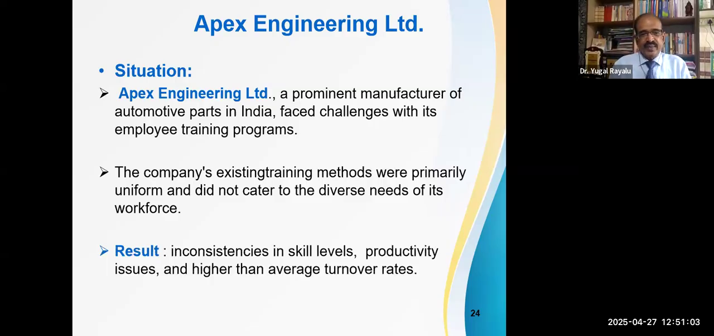What was the result? Inconsistencies in skill levels. Now, an employee coming from a rural background, working in Pune, and an employee coming from a rural background working in Chennai, they might be working on the same tool making, but they are coming from two different backgrounds. Their understanding will be different. So productivity issues is there and higher than average turnover rates.